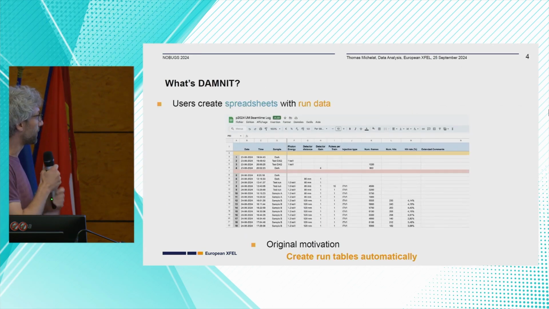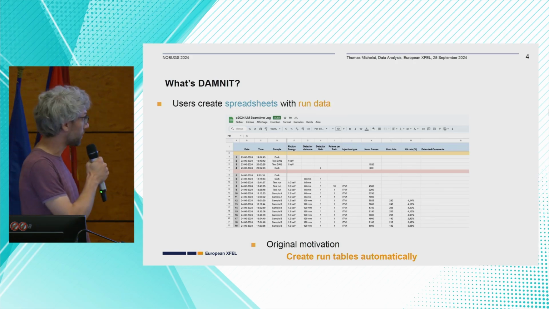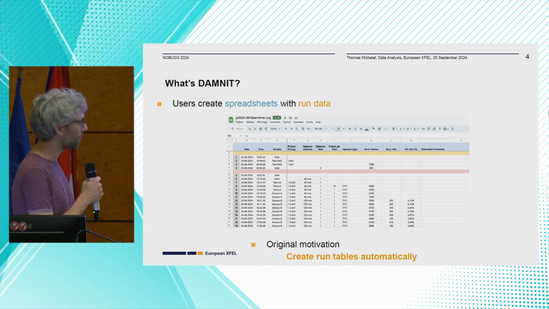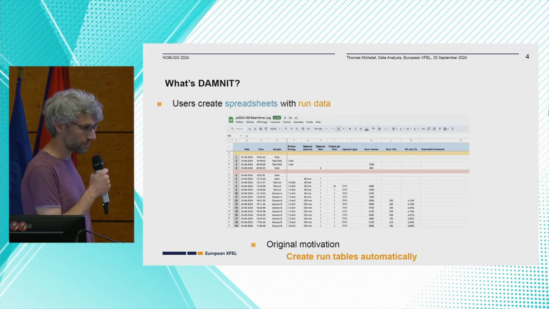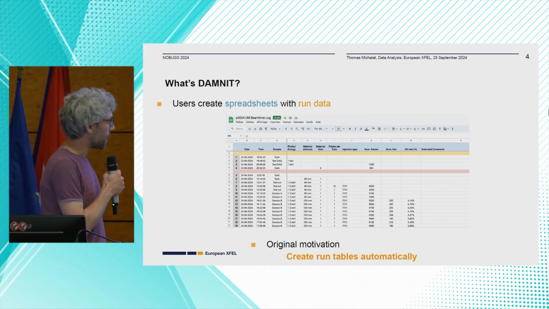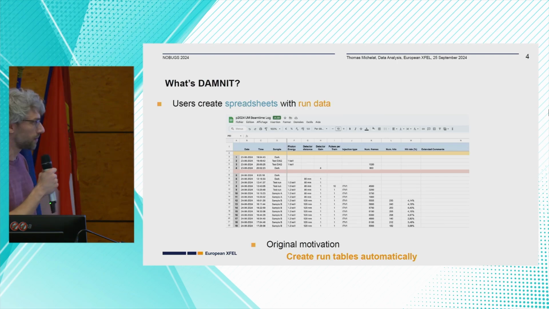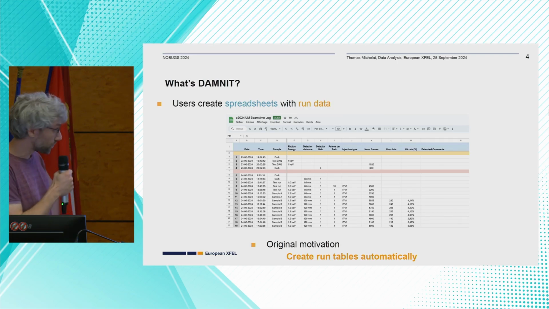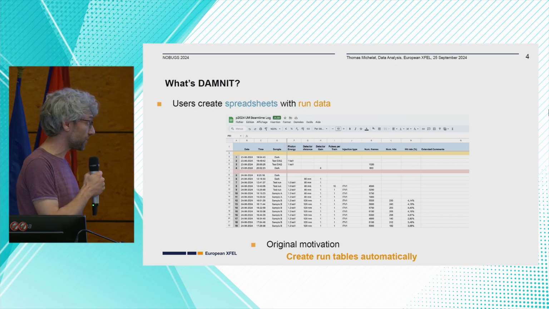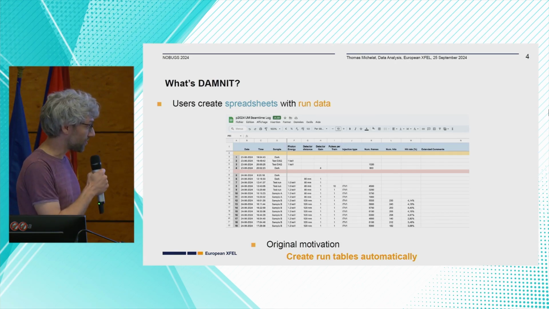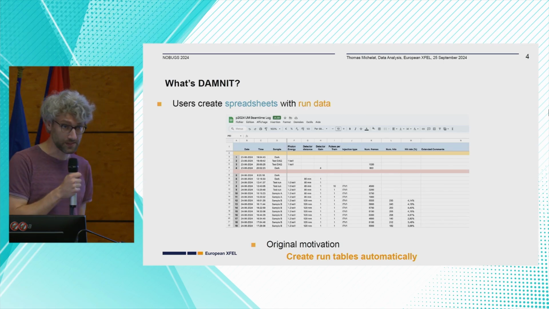So what is DAMNIT there? There's a typical pattern that users just open a Google spreadsheet and start filling in run 1. Those are my parameters, my sample. Here are the beam parameters, this happened, some comments and so on. And you have one poor PhD student who spent the entire shift filling that table, trying not to make any mistake. So the original motivation is to free that poor student from this task and create those runs automatically.